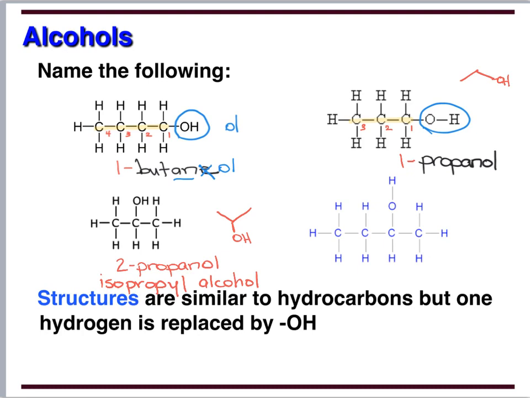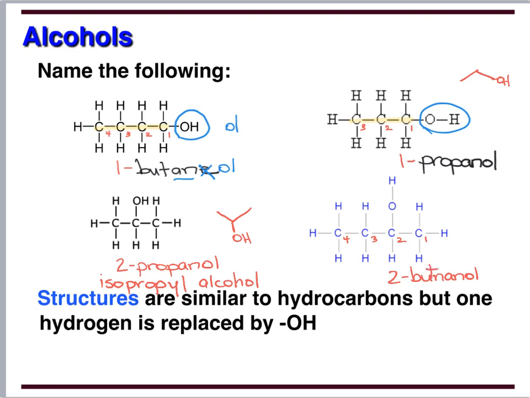Okay, taking a look at the last one here. Again, I've got 4 carbons, so I know that that's butanol. And I'm looking at numbering my chain closest to the end, so it's going to be at carbon number 2. So I have 2-butanol, but I forgot the T, butanol.